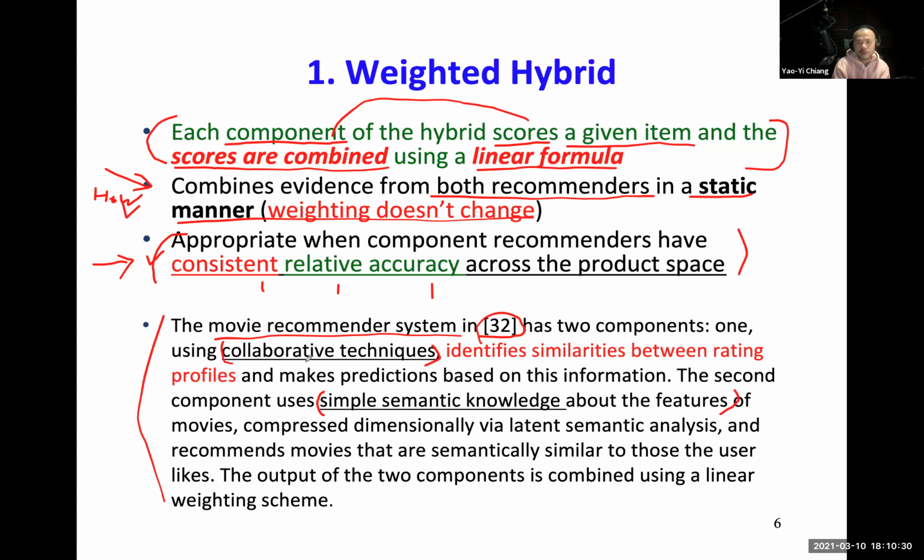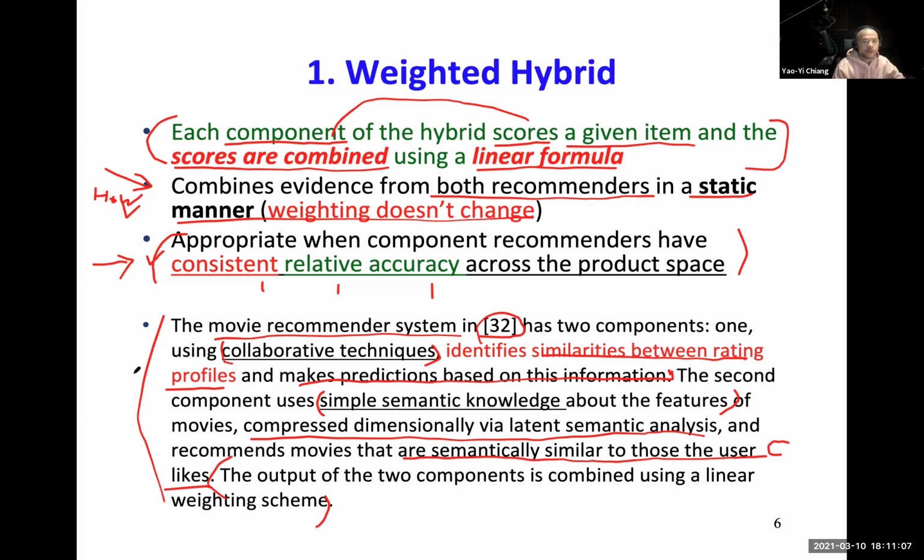All right, so what do we do with the collaborative filtering? The collaborative filtering technique identifies similarities between users' rating profiles and makes predictions based on this information. The second one uses content information with some latent semantic analysis, so compressed content information, and then recommends movies that are semantically similar to those that the user likes. So this is purely content-based. And the output of the 2 components is combined using a linear function.